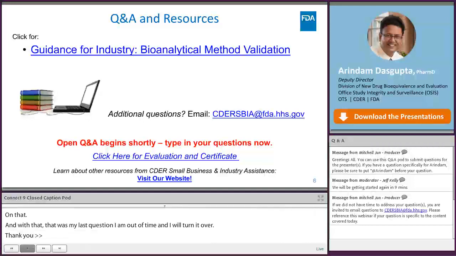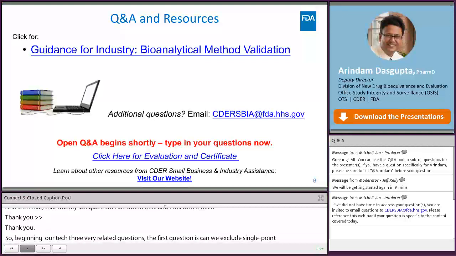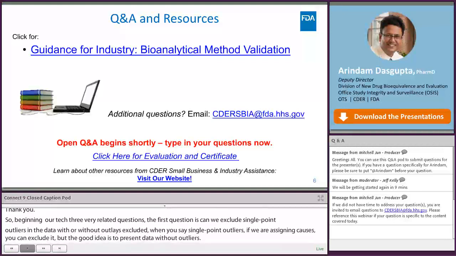The first question is, can we exclude single point outliers and present data with and without outliers excluded? When you say single point outliers, if they are due to assignable causes, you can exclude it, but the good idea is to present data with and without outliers. And if there are outliers which you think are outliers, mark it up, make a comment about it.